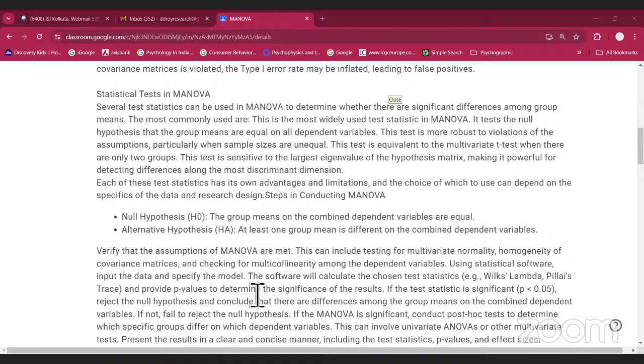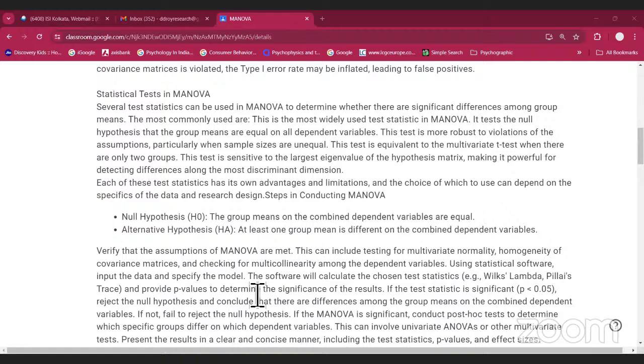When to do PCA and when to do MANOVA, sir? That is what he is asking. MANOVA we will use when we want to study the effect of independent variables on a set of dependent variables. That is for the MANOVA, not for PCA. PCA is for dimension reduction. If you find that many variables are highly correlated with each other, then we can do the PCA to reduce the number of dimensions.